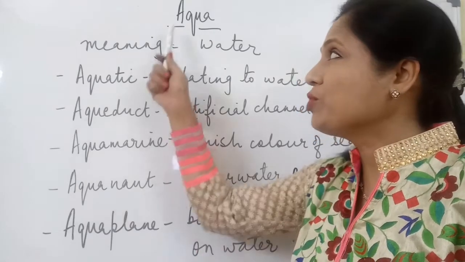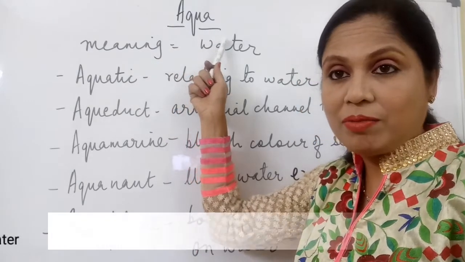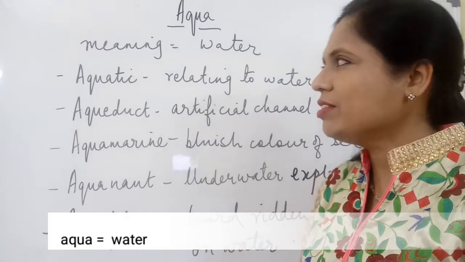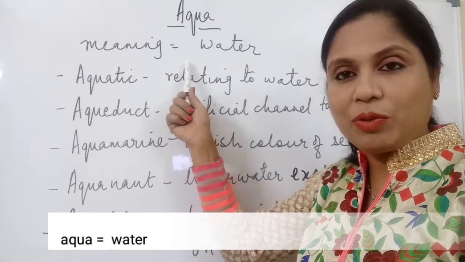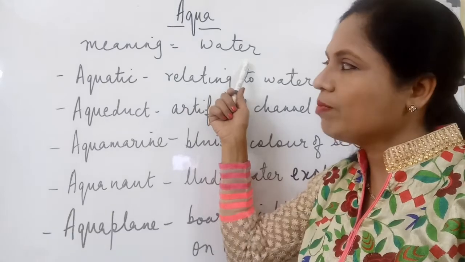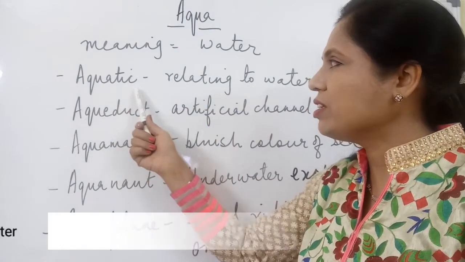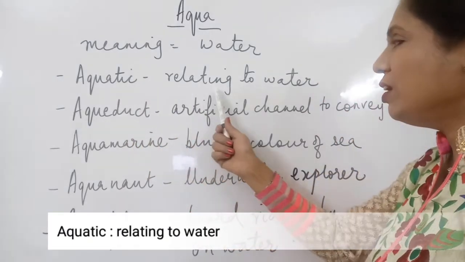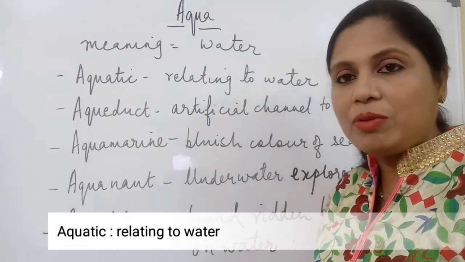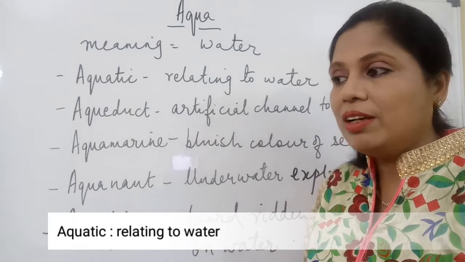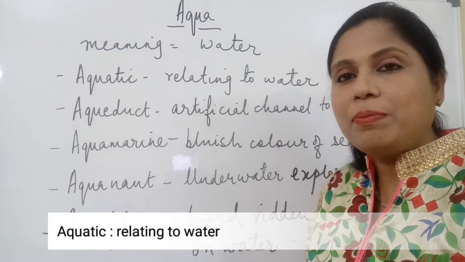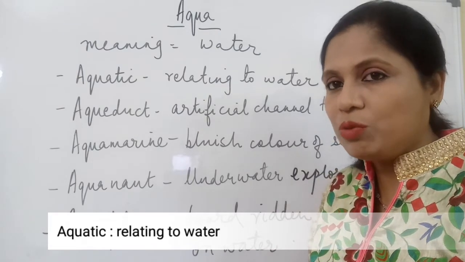The root word for today is aqua. Sounds familiar, doesn't it? The meaning of aqua is water. The first word that I've brought is aquatic, which means relating to water. We've heard about aquatic creatures like fish, aquatic plants like water lilies and lotuses.